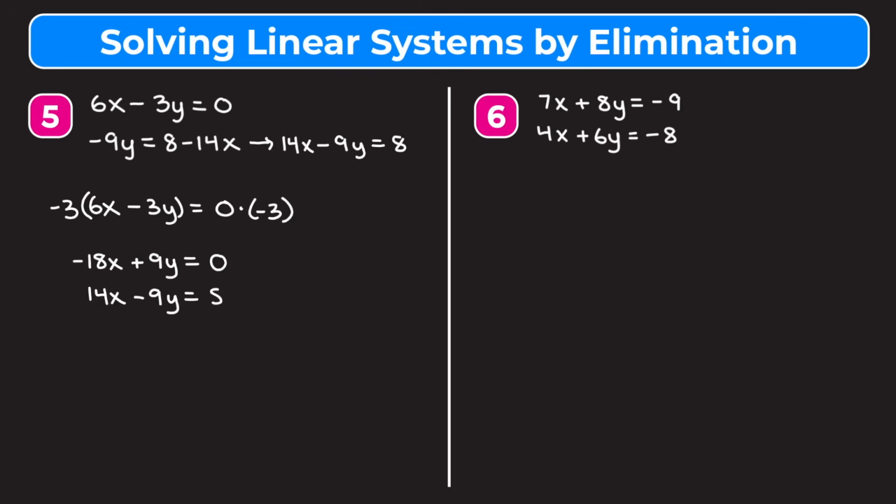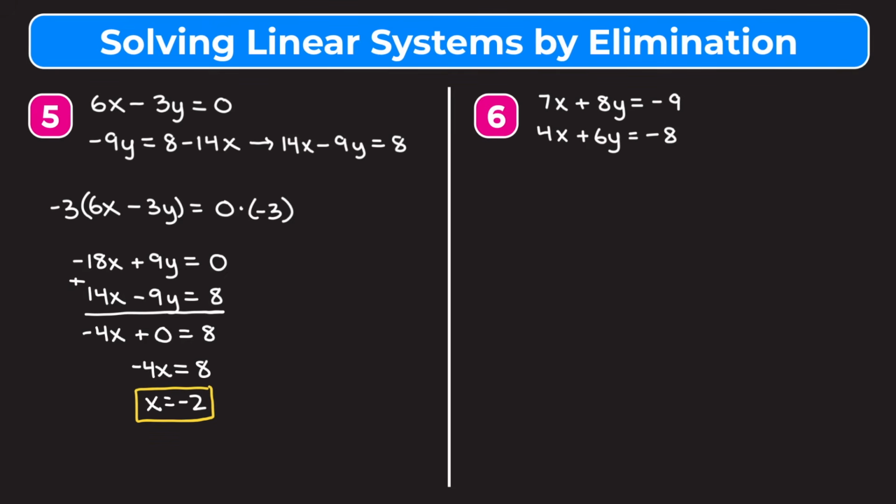And I'm going to add down to eliminate the y's. So negative 18x plus 14x is going to give me a negative 4x. 9y plus negative 9y is just 0, so I'll put plus 0. And 0 plus 8 is just 8. So now I have a negative 4x equals 8. And I'm going to divide both sides of my equation by negative 4 to get that x is equal to negative 2.